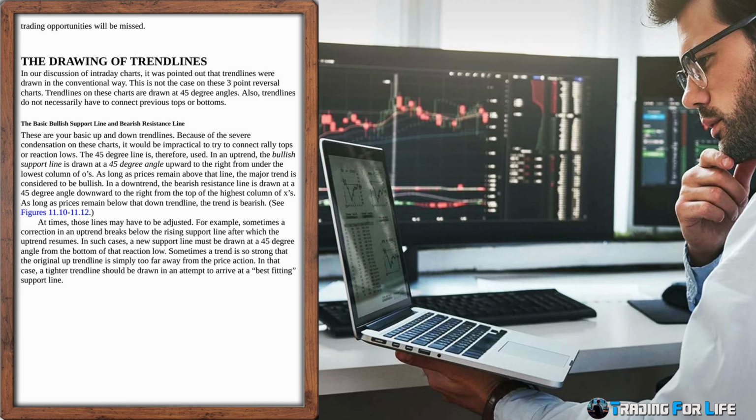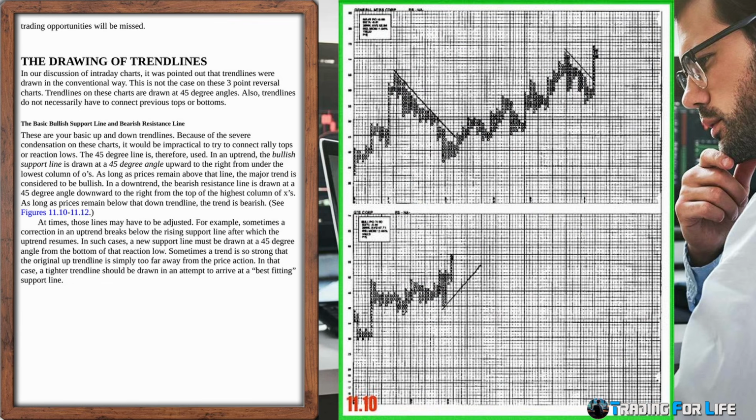Because of the severe condensation on these charts, it would be impractical to try to connect rally tops or reaction lows. The 45-degree line is, therefore, used. In an uptrend, the bullish support line is drawn at a 45-degree angle upward to the right from under the lowest column of O's. As long as prices remain above that line, the major trend is considered to be bullish. In a downtrend, the bearish resistance line is drawn at a 45-degree angle downward to the right from the top of the highest column of X's. As long as prices remain below that downtrend line, the trend is bearish. See figures 11.10 to 11.12.